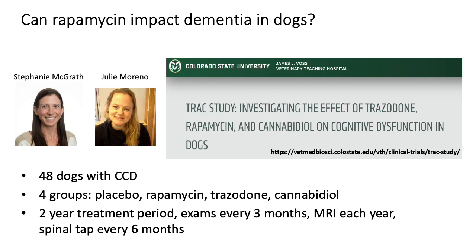It's a two-year trial, exams every 3 months, and we'll actually get brain imaging in addition to the blood-based markers that we're getting for all the other dogs. We'll also get CSF from these dogs. So again, it's a small trial, but I think it's going to be really interesting. And maybe we'll see some signal there that suggests to us that we should expand this. So I'm pretty excited to see how that study comes out.